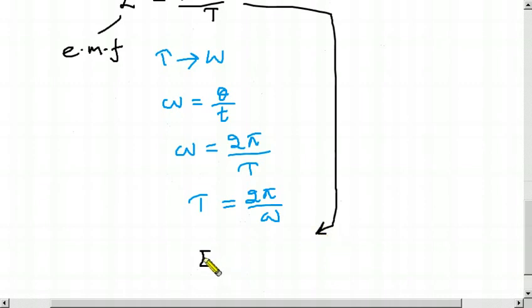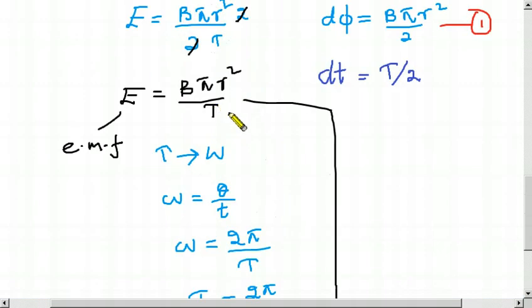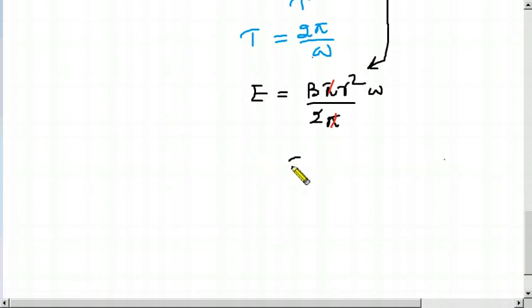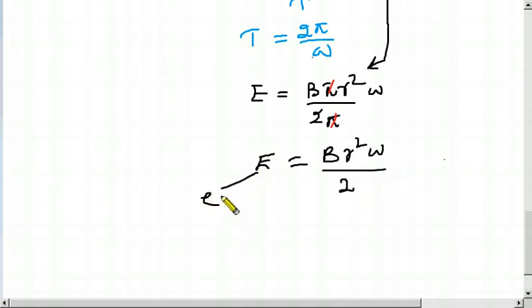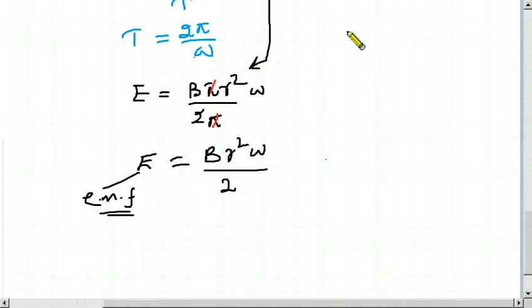Then what we get is E equals B pi r squared divided by capital T; instead of T we write 2 pi by omega, so omega comes up. Cancel whatever is possible, pi goes out, then the remaining term is B times r squared omega by 2, that is the EMF. Now we can leave the lesson magnetism. Now we have to go to current electricity.